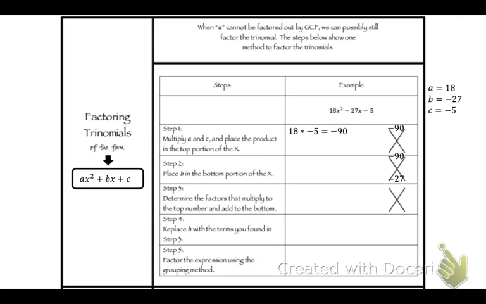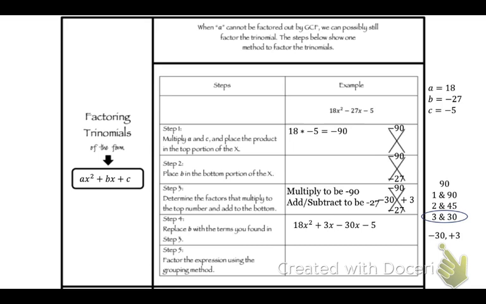And then we're going to determine the factors that multiply to be negative 90 and add or subtract to be negative 27. So I'm going to write out the factors of 90. 1 and 90, that's not going to work. 2 and 45, that's not going to work. 3 and 30, that will work. Just 3 and negative 30. And then we're going to replace those.